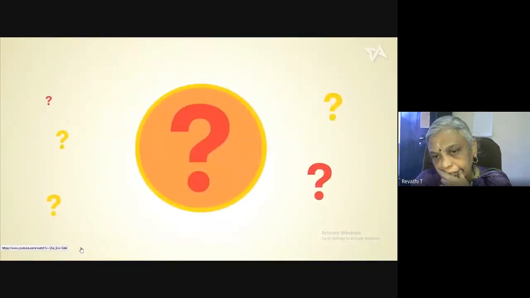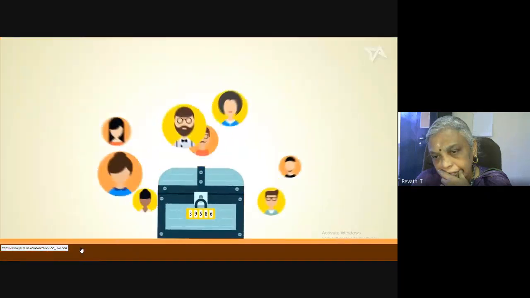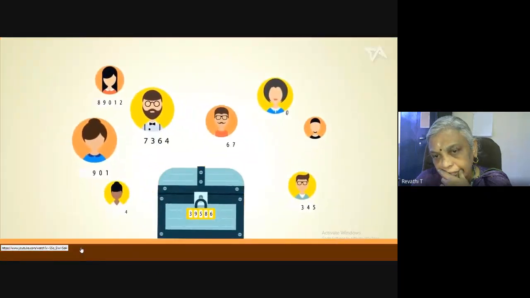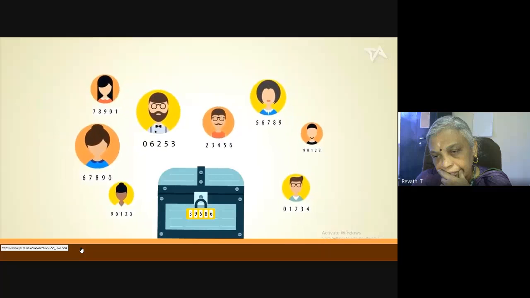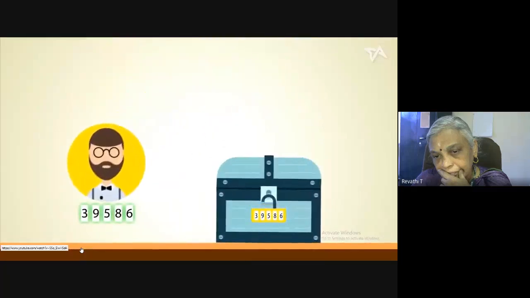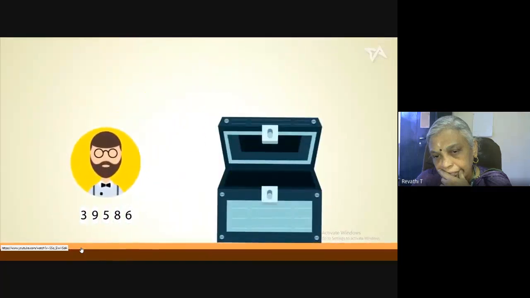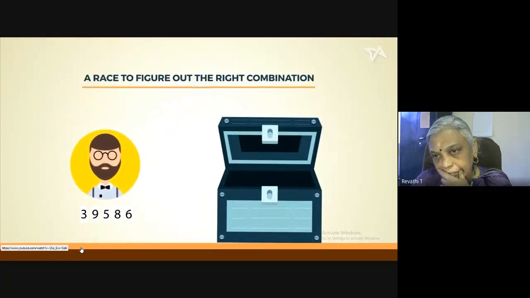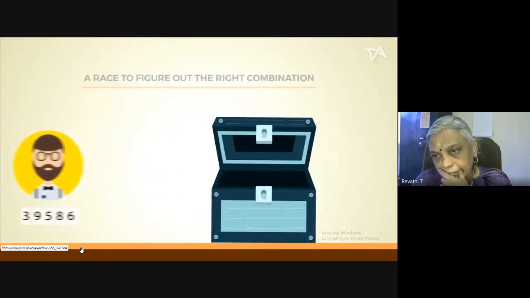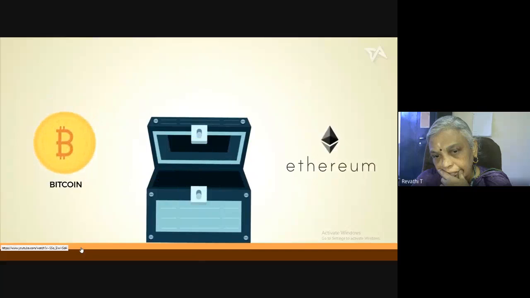Lost? Well, let's break it down. Imagine a group of treasure hunters trying to open a chest with a complicated lock attached to it. Figuring out the correct combination is tedious, but the first person to do so gets rewarded. Simply put, proof of work is a race to figure out the right combination on a treasure chest. Cryptocurrencies like Bitcoin and Ethereum use a proof of work mechanism.